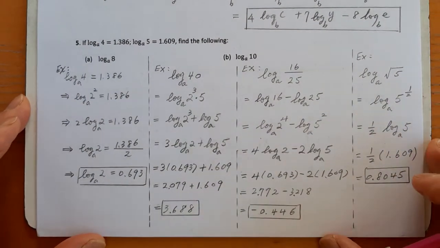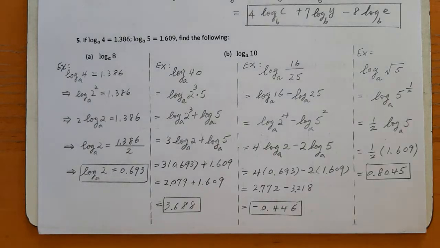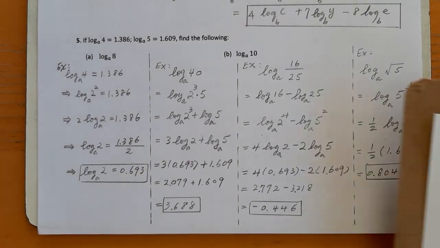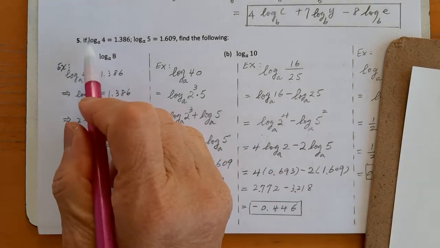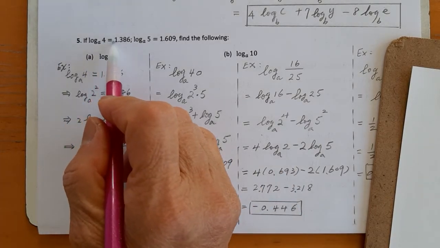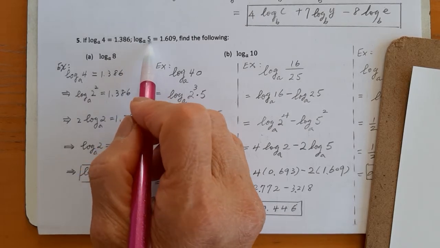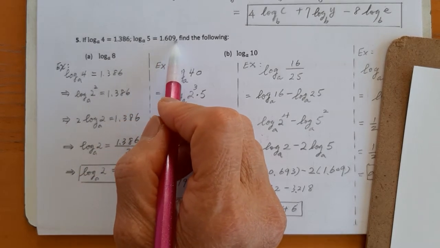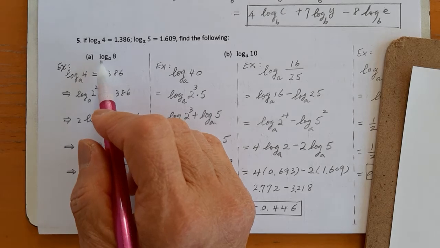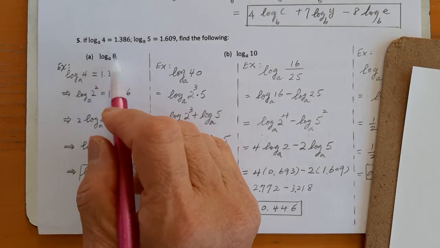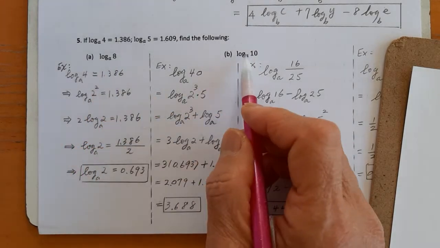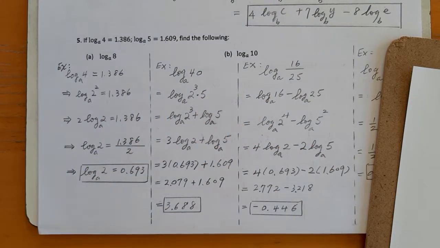Now question 5. We also use the product rule, quotient rule, and the power rule to do question 5. Question 5 is given log base a of 4 equals 1.386, log base a of 5 equals 1.609, and figure out log 8 and log 10, a and b. That's your homework question.